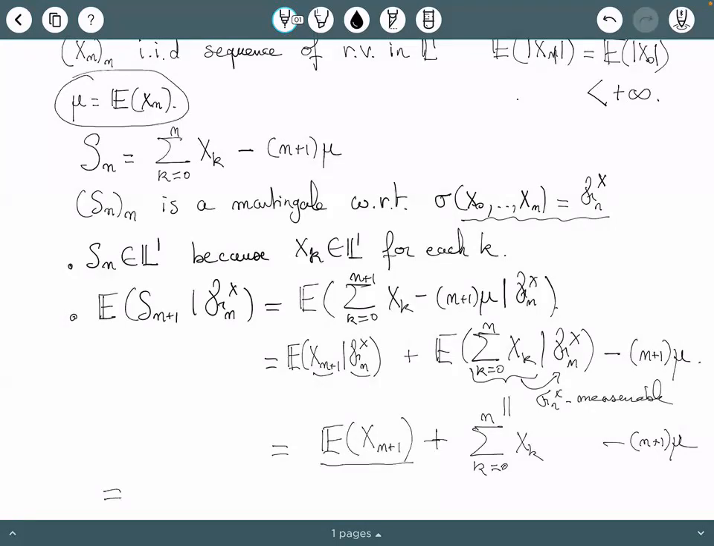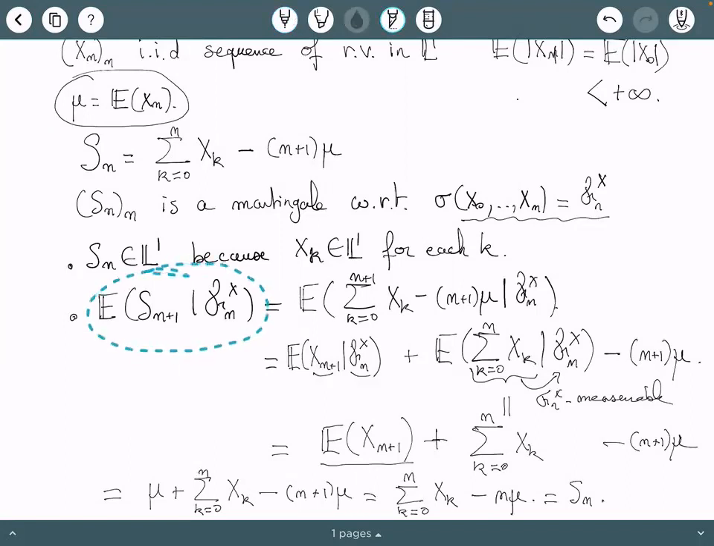So in the end, I get mu plus the sum from k equals 0 to n of Xk minus (n+1) mu. So with a simplification of the mu, it is the sum from k equals 0 to n of Xk minus n mu. And so it is exactly Sn. Okay, so this proves that it is a martingale. I proved that this conditional expectation is equal to this one. Okay, so Sn is a martingale.